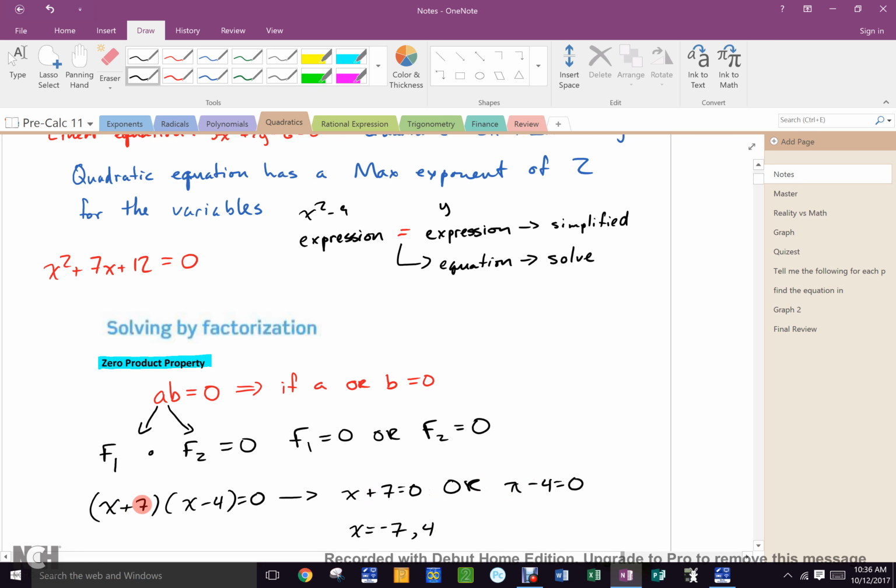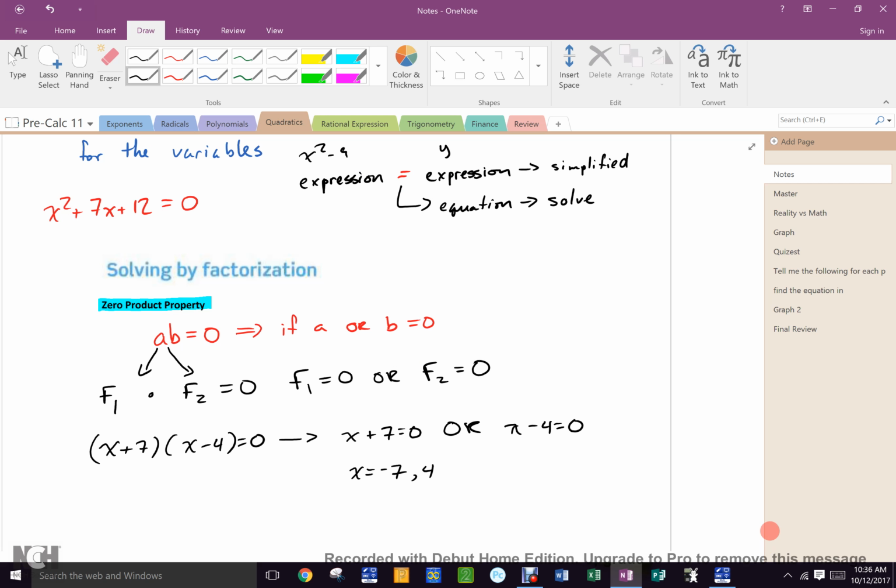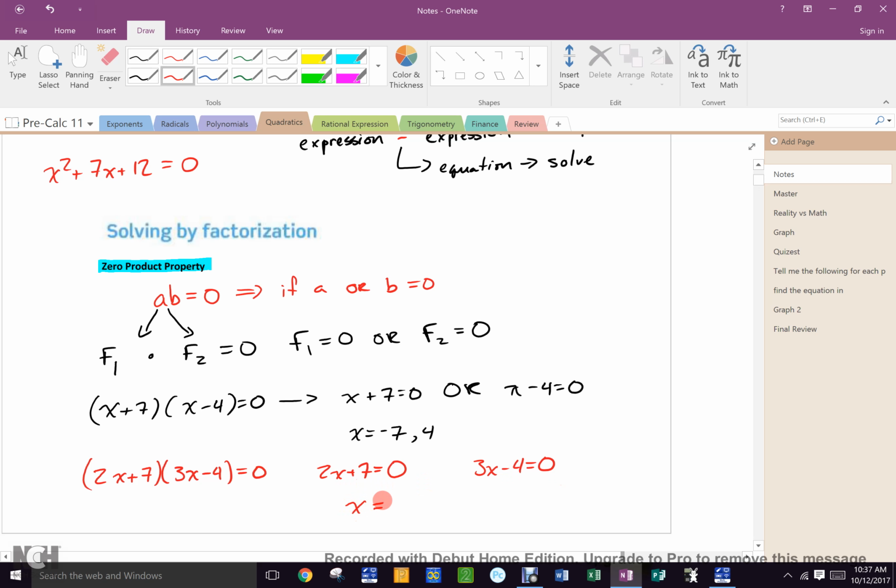Now, this was an easy one because all we had to do was switch the signs. What happens if it is 2x plus 7 and 3x minus 4? Do the rules change? Is this factor 1? Does factor 1 have to be 0? So 2x plus 7 would have to equal 0, and 3x minus 4 would have to equal 0. And then we would do our algebra. What are the two things x could be? -7 halves or 4/3. Can everybody do solving by factoring?